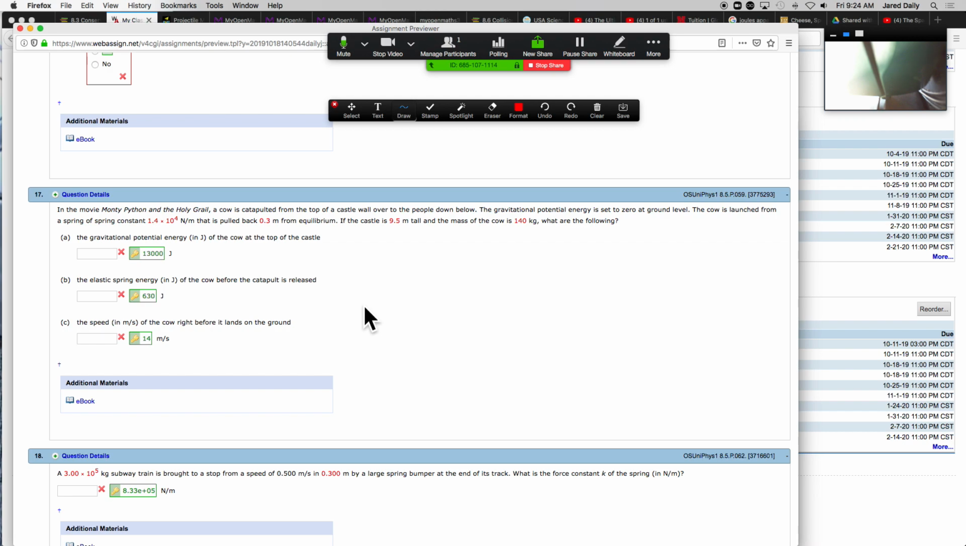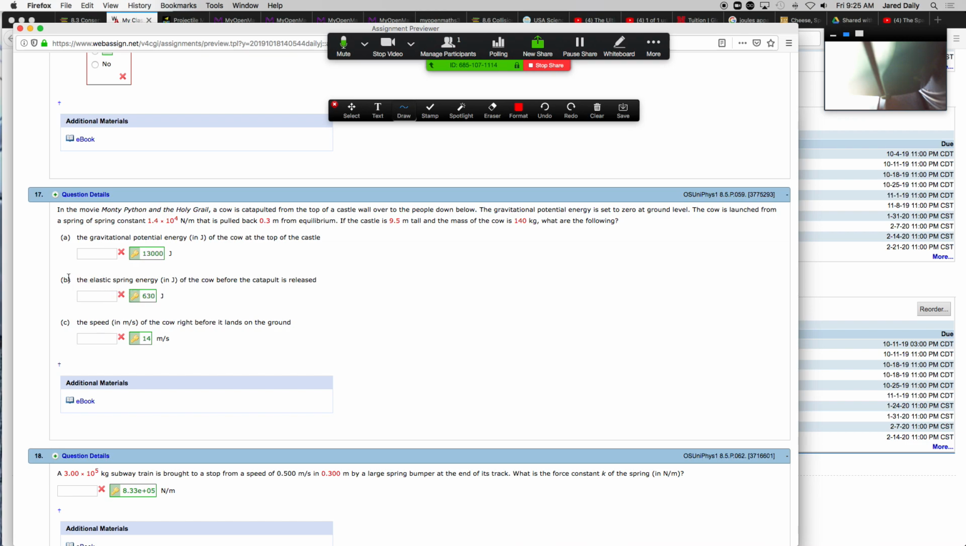So in the movie Monty Python and the Holy Grail, a cow is catapulted from the top of the castle, the French castle, in fact. On the top of the wall, the gravitational potential energy is set to 0 at ground level. The cow is launched from a spring with a constant 1.4 times 10 to the 4th newtons per meter. It's pulled back 0.3 meters. If the castle is 9.5 meters tall and the mass of the cow is 140 kilograms, what are the following? The gravitational potential energy of the cow at the top of the castle, that's of course easy. That's just mass times gravity times height.